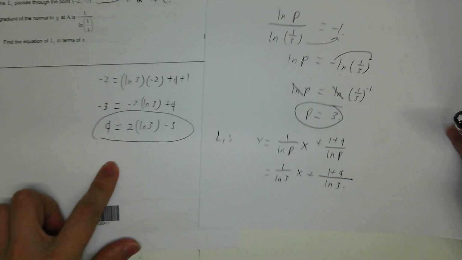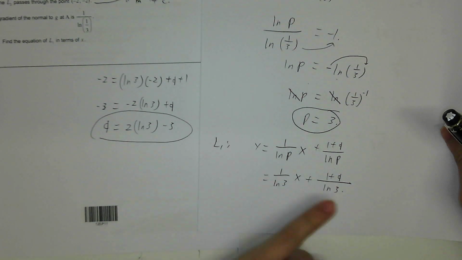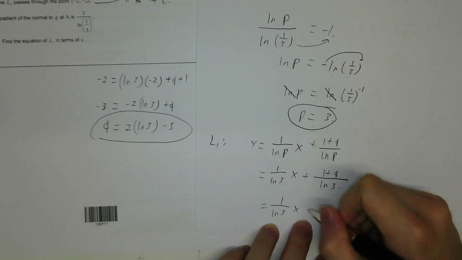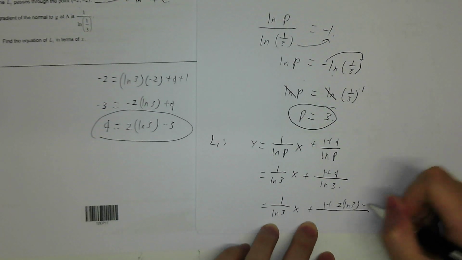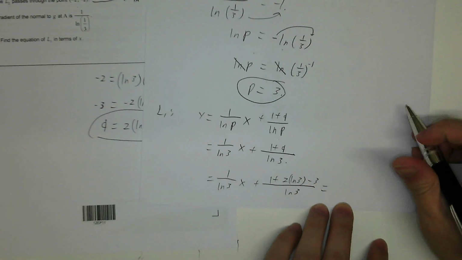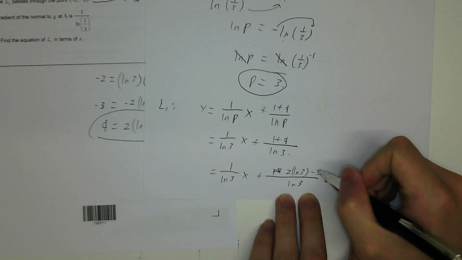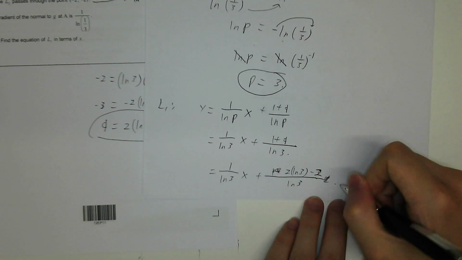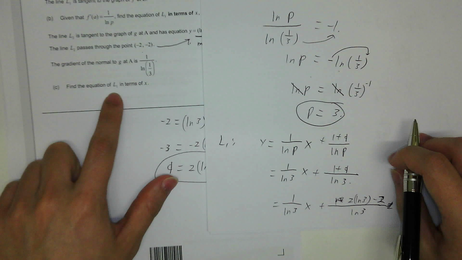Finally, I can just replace this q by 2 times ln 3 minus 3. So 1 minus 3 is -2. So minus 2 here. Okay, so that's the answer for part C, the equation of L1 in terms of x.